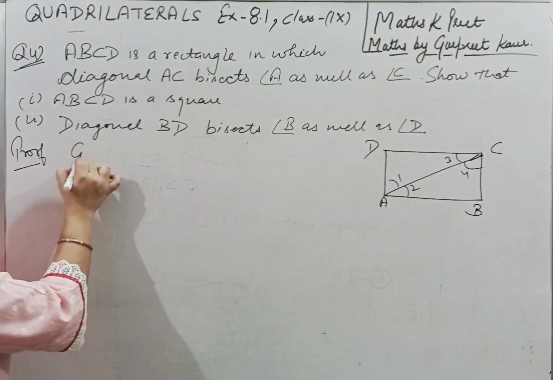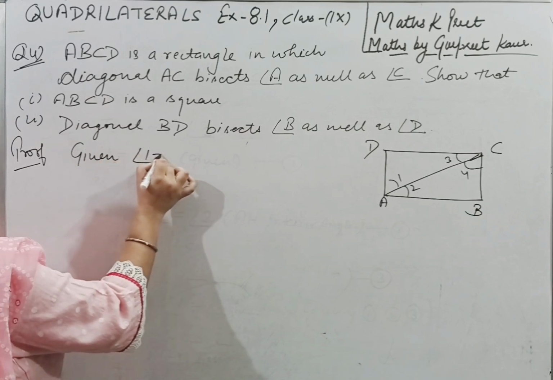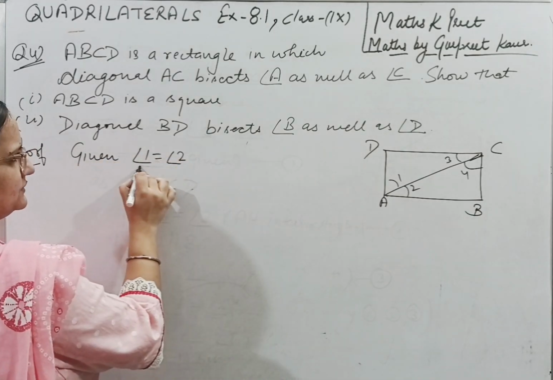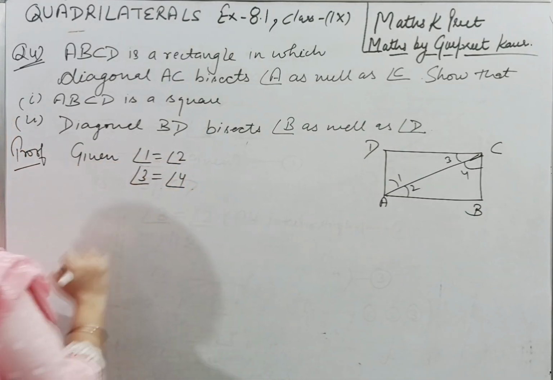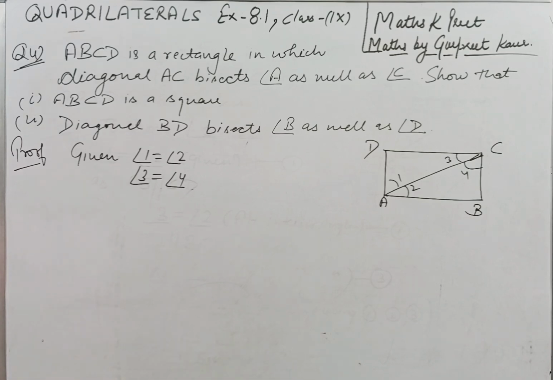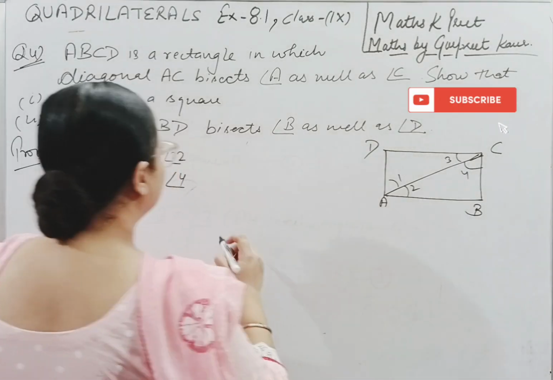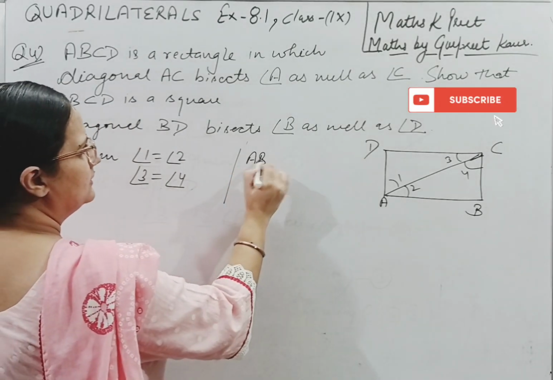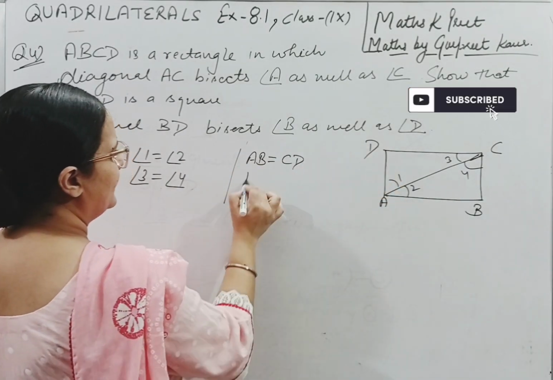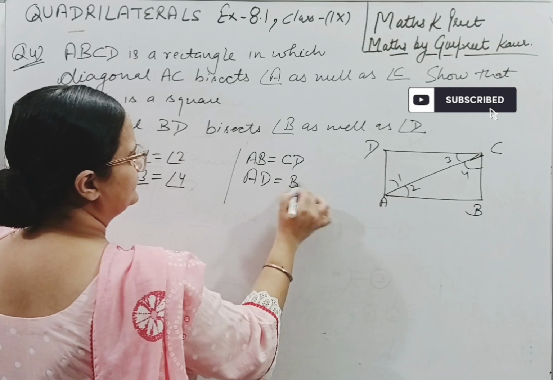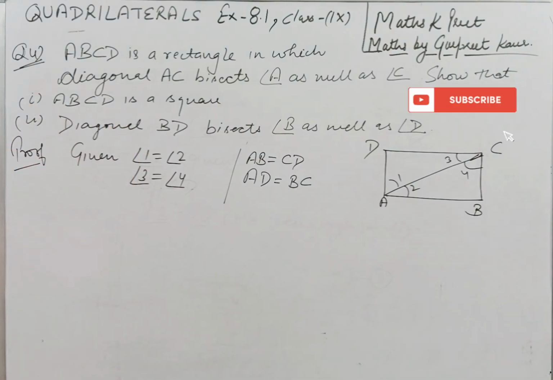So it is given, we will write given angle 1 is equals to angle 2 as well as 3 is equals to angle 4. This is given to us. What else? ABCD is a rectangle is given to us. That means AB is equals to CD, opposite side, and AD is equals to BC or CB. Fine. Yes, show that ABCD is a square.